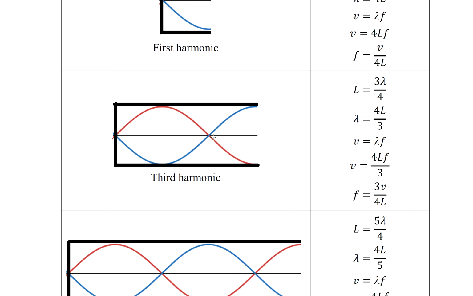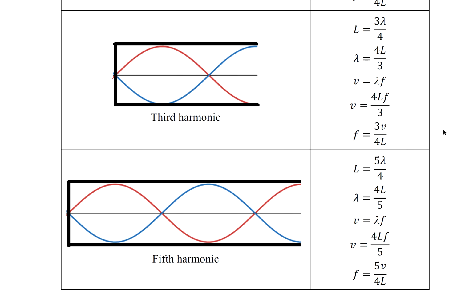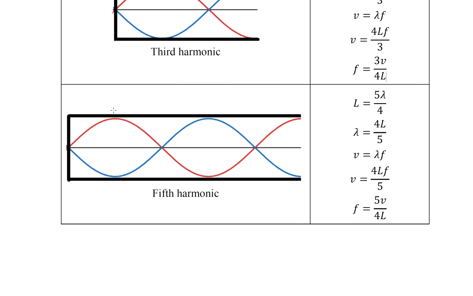You could see here, the length of this tube, L, is equal to 3 lambda over 4. So now, once again, solve for lambda. We have V equals lambda F. Substitute lambda into this equation. Let's finally solve for F. Here we have a fifth harmonic. L, the length of this tube, is equal to how many wavelengths? 5 lambda over 4.